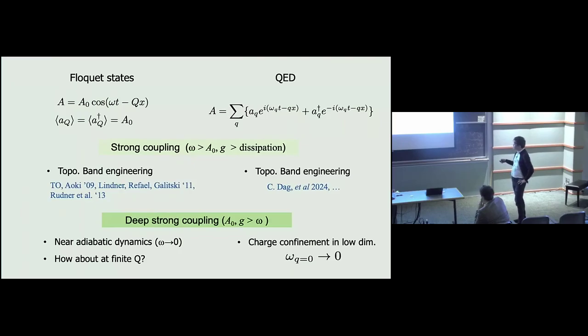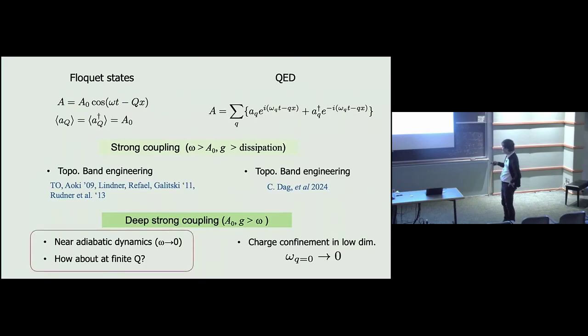Also, one question I want to address today is, in these waves, we have this Q of X. So this finite wave number Q. What will happen to this adiabatic dynamics when we have finite Q? On the other hand, in QED, this omega is this dispersion of the photons, omega Q. But let's say if we push down the zero momentum photon energy to zero, what will happen? Actually there will be a long range interaction mediated by the photons, and it can lead to some charge confinement.